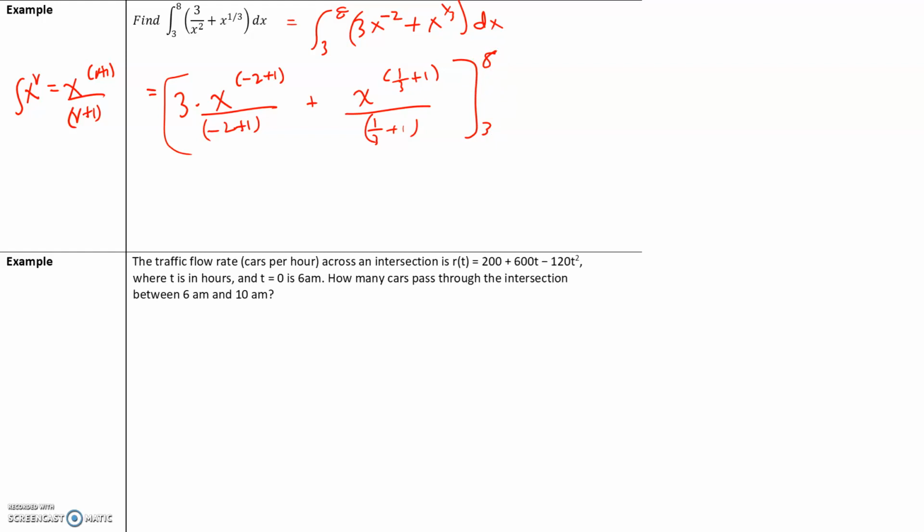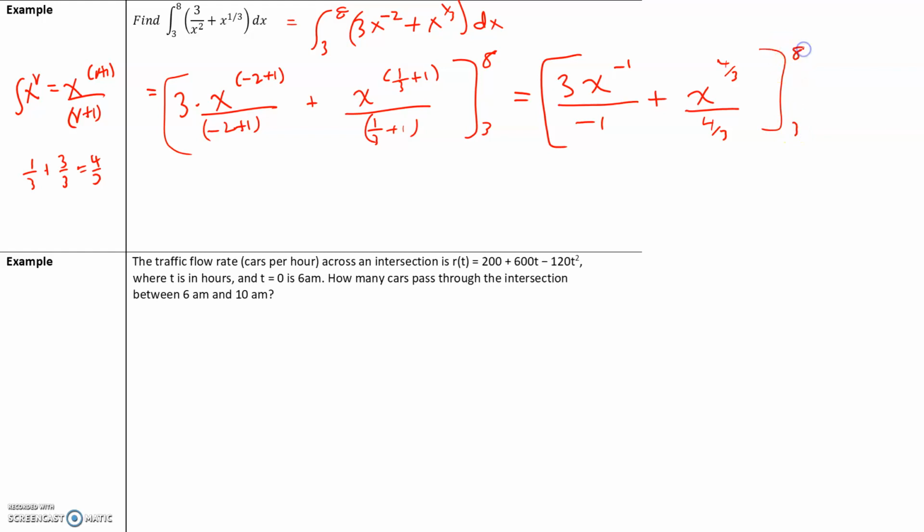All right, let's simplify this. So negative 2 plus 1 is negative 1. So we're going to have 3x to the negative 1 divided by negative 1 plus 1/3 plus 1. So 1/3 plus 1, which is 3 over 3. This gives us 4/3. So we're going to have plus x to the 4/3 divided by 1/3 plus 1, which again is 4/3. And we're going to take the integral from x equals 3 to x equals 8.